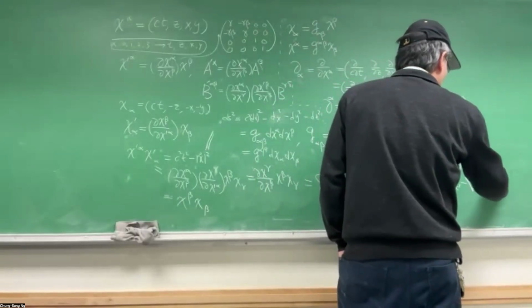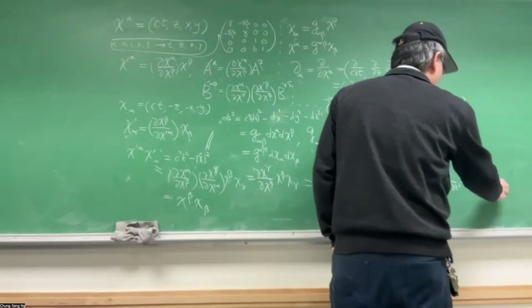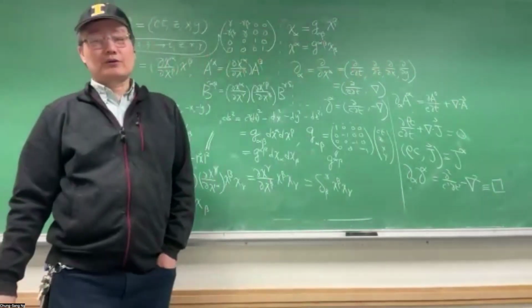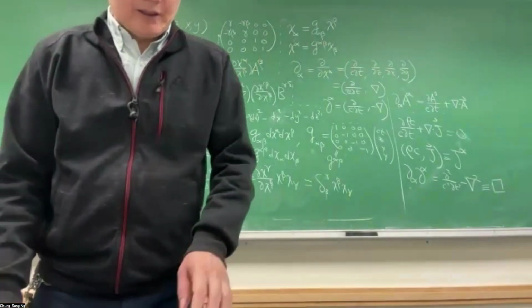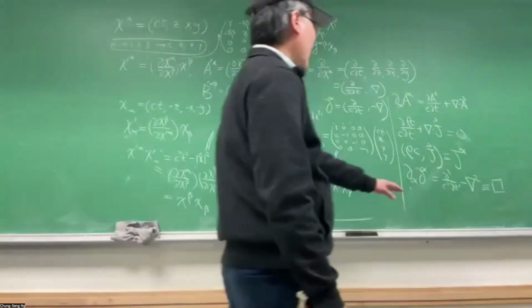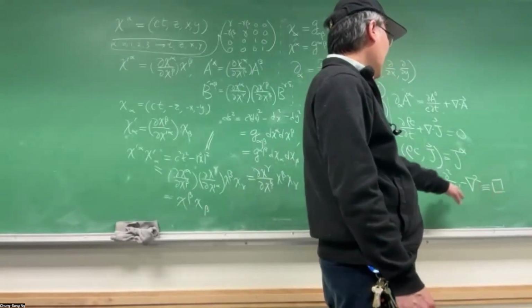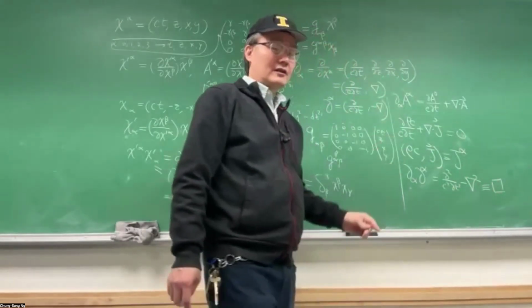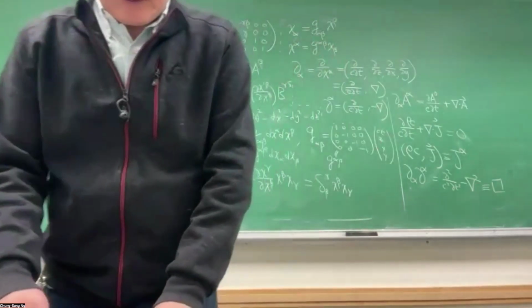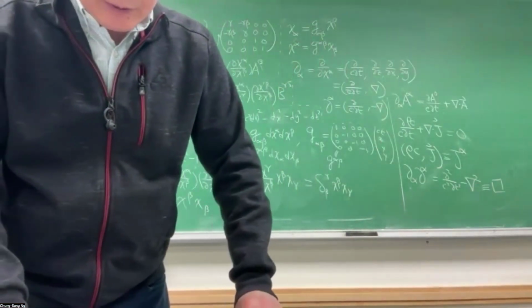I think people define it as a square or something like that. I think this is called the D'Alembert operator. Okay, and this is like the wave equation. If it operates on a scalar field, then that satisfies the wave equation.